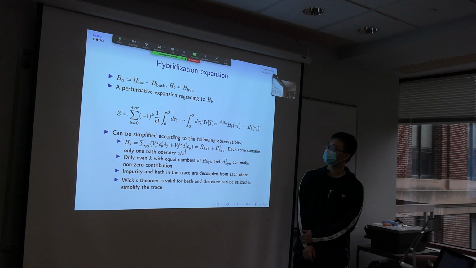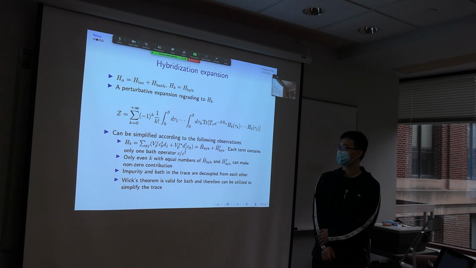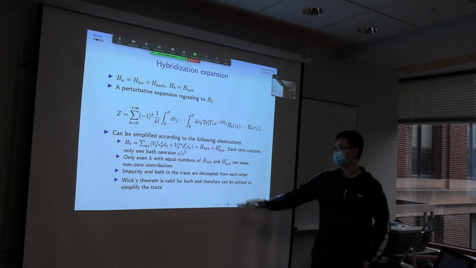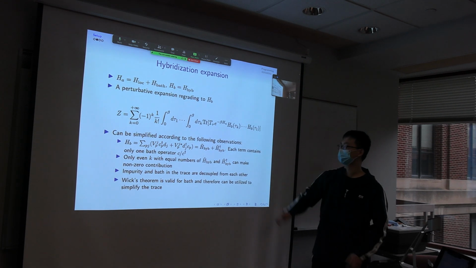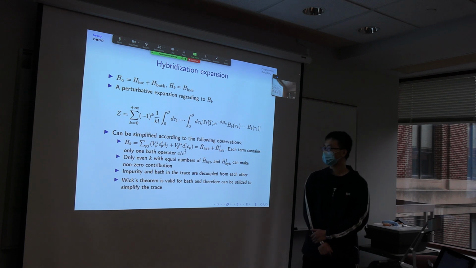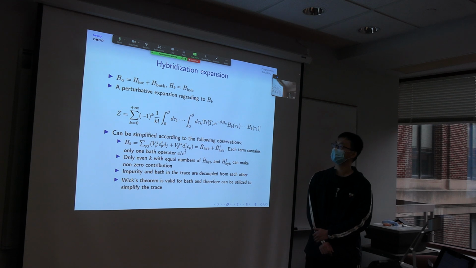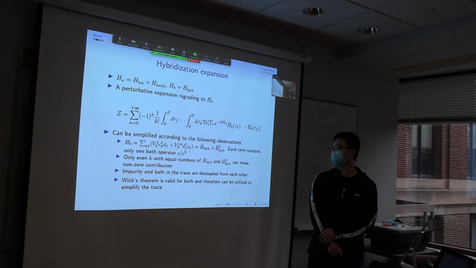And also because we treat HA, the background, as H local plus H base, there's no coupling between the base and the impurity in the background. So they can be decoupled from each other. So the trace over the whole thing equals the trace over d times the trace over c. And finally, we notice that in the background, H base is quadratic for the base electrons. So we can use Wick's theorem to simplify the expression.